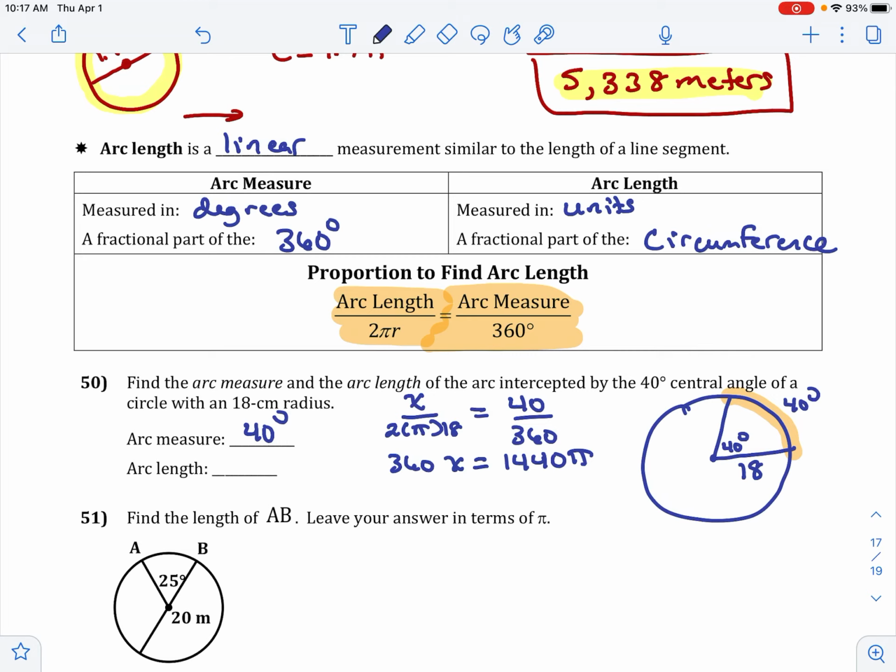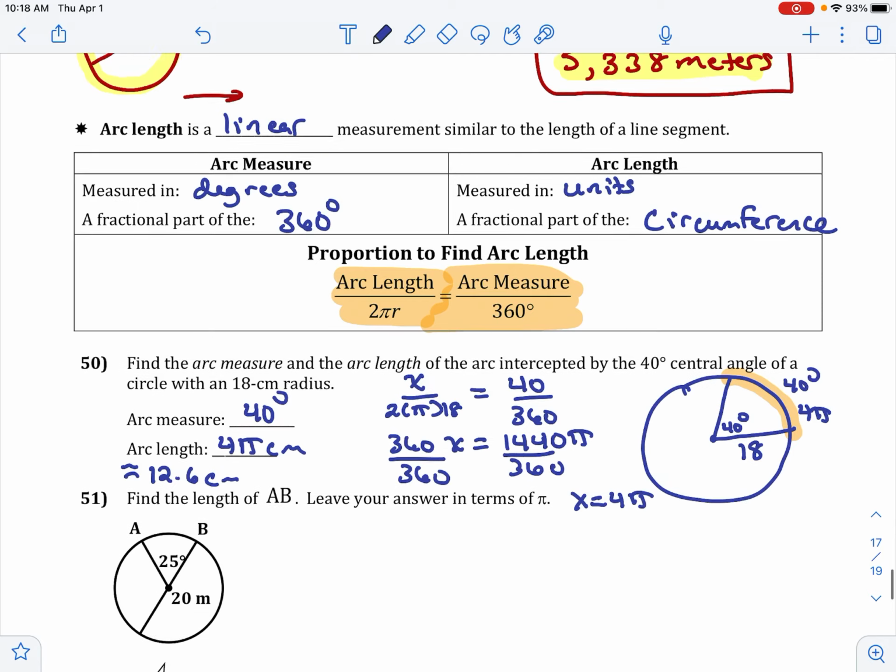So don't type the pi into your calculator. Don't type the 3.14. Let's leave it in terms of pi. So divide by 360. Just divide the 1440 by 360, and you get a very nice 4 pi. So the length of the arc is actually 4 pi centimeters. If you really wanted to know what that is, you can take 4 times pi, and you get about 12.6 centimeters, approximately. But in terms of pi is so much neater, so a lot of times we're asked to leave it in terms of pi.